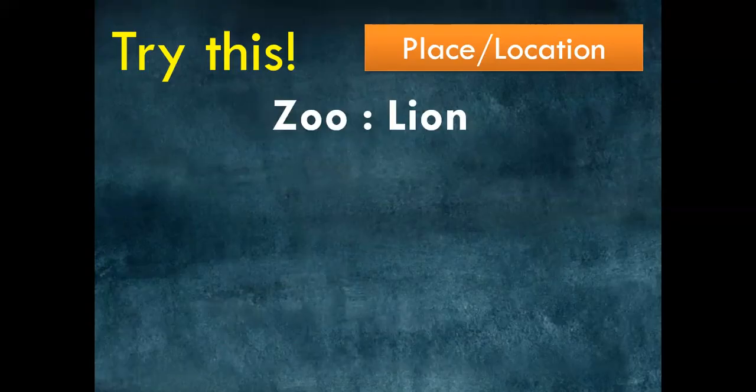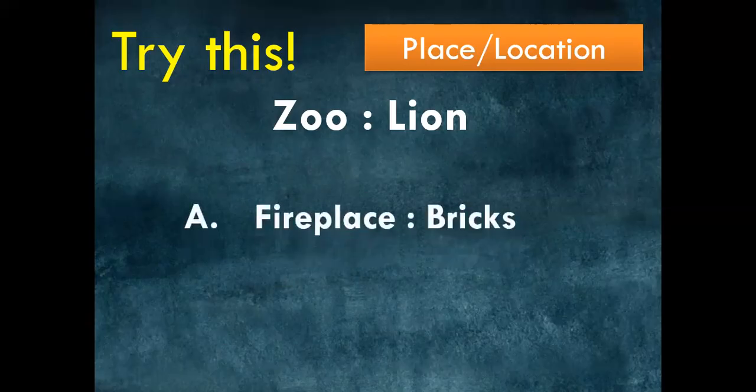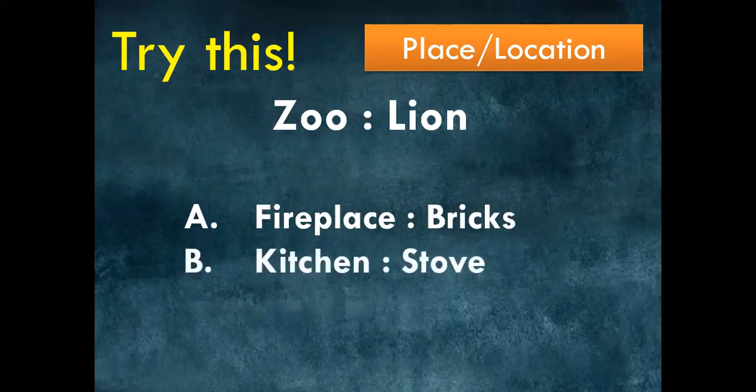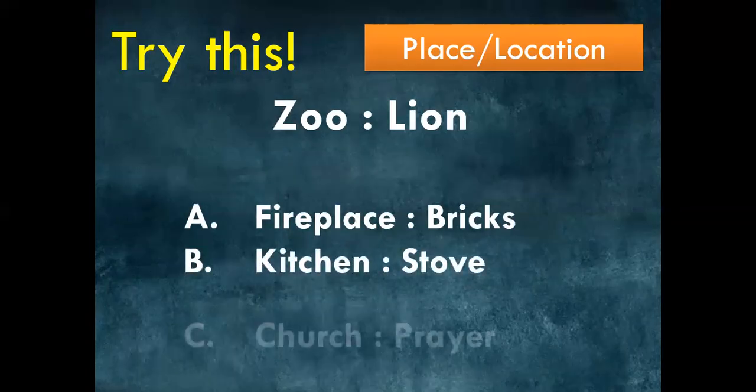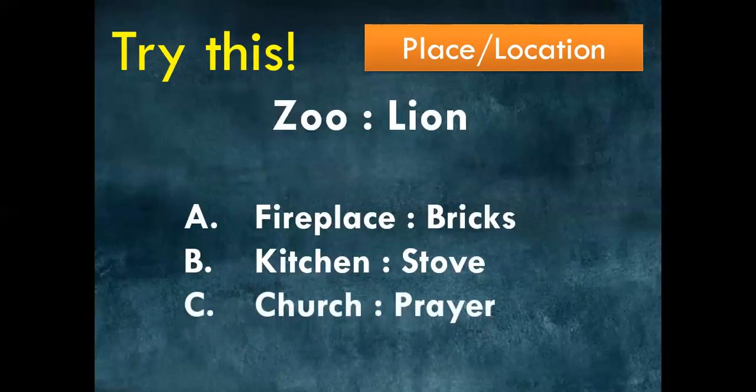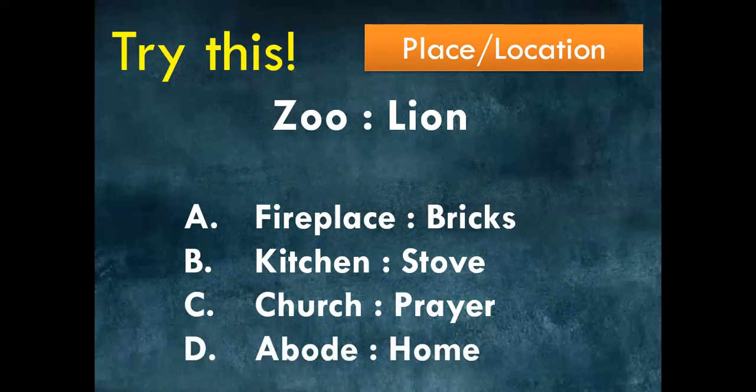How about this one? Zoo is a place for lions. A, fireplace is to bricks. B, kitchen is to stove. C, church is to prayer. Or letter D, abode is to home. And the correct answer is letter B. You are correct.